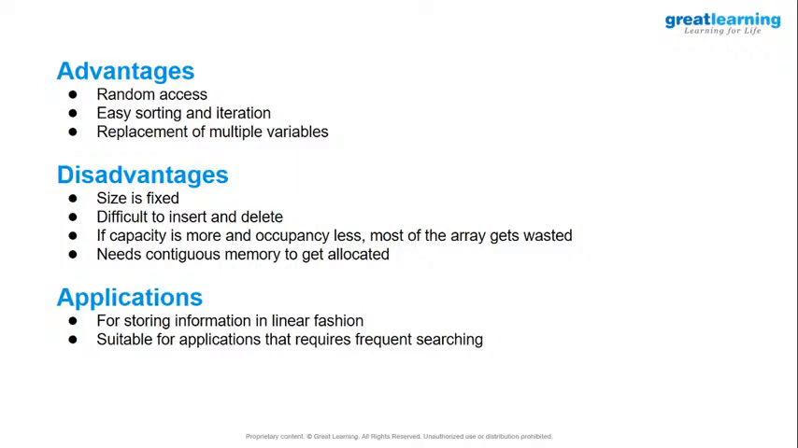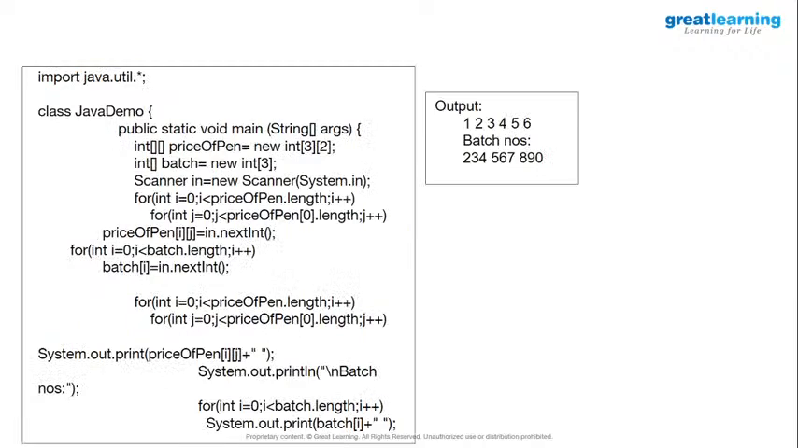Now you might be thinking, how is it difficult? But we are talking about an array of size 5. Now let's say the array size is 100. You see how many shifts you need to do. So that's why it's difficult. For storing information in linear fashion, arrays are suitable for applications which need frequent searching. Cool. So these are the applications.